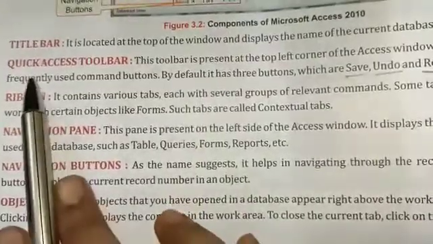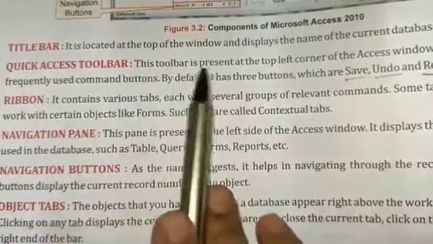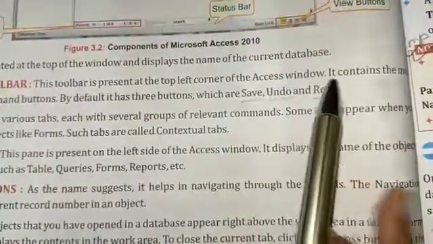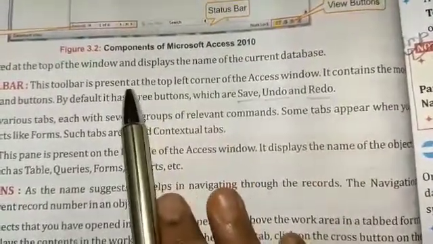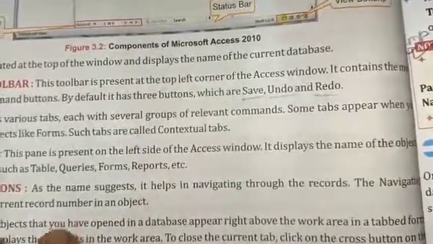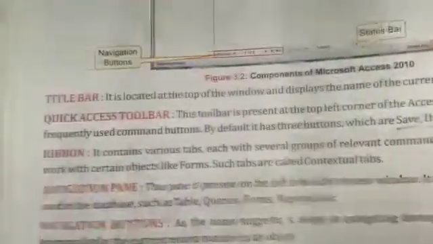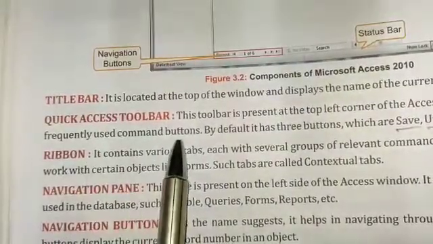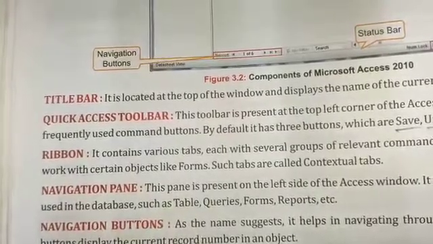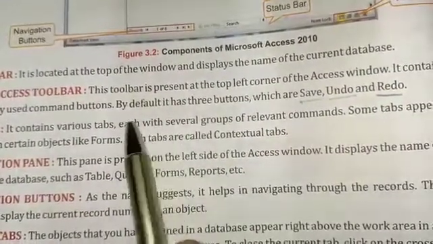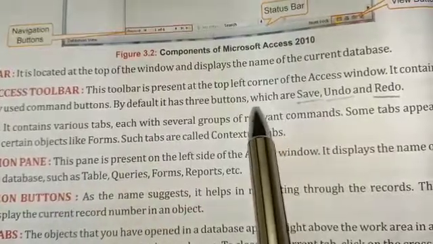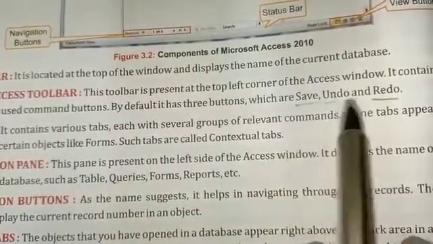The next component is the quick access toolbar. This toolbar is present at the top left corner of the Access window. It contains the most frequently used command buttons. By default, we have 3 buttons in the quick access toolbar. They are save, undo and redo.